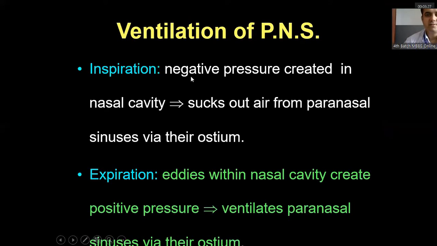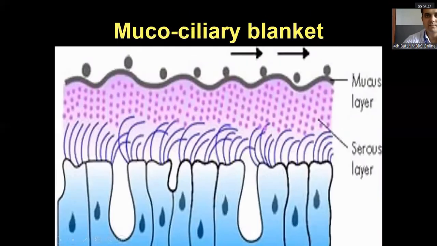Now the ventilation of the paranasal sinuses. During inspiration, negative pressure created in the nasal cavity sucks air out of the paranasal sinuses via their ostium. During expiration, eddies within the nasal cavity create positive pressure, which ventilates the paranasal sinuses. Now let us go back to this slide.